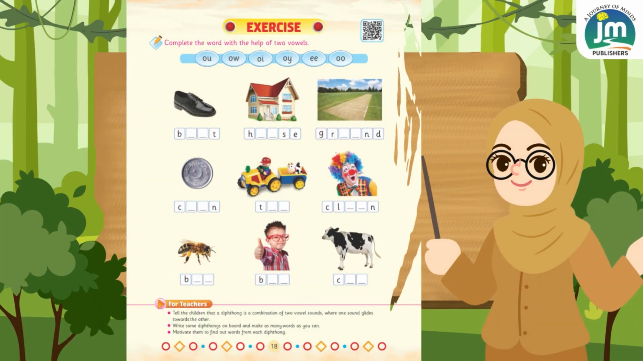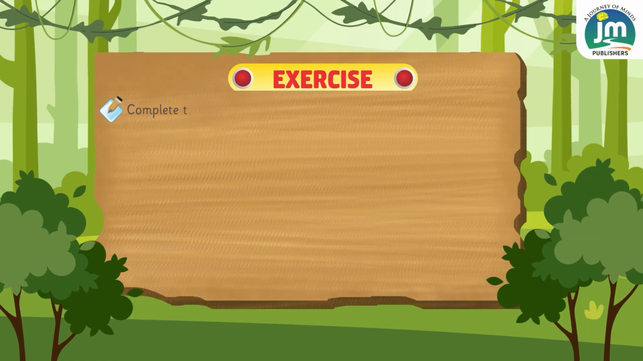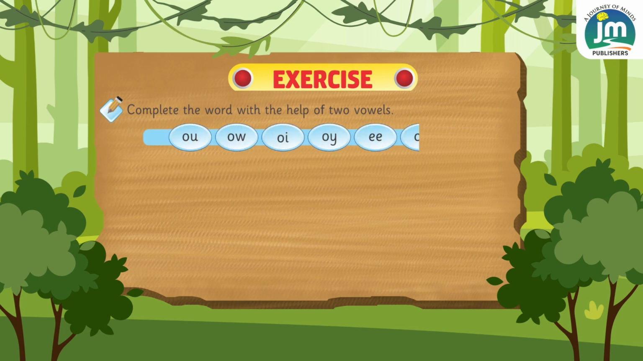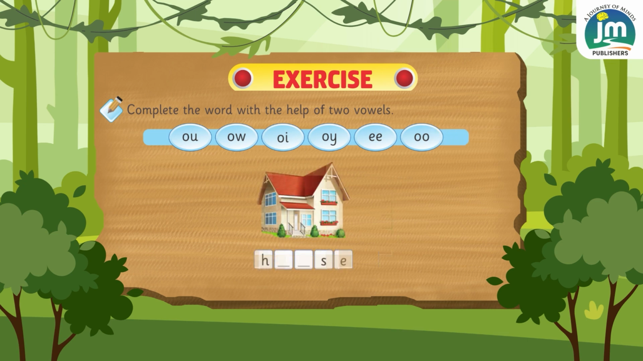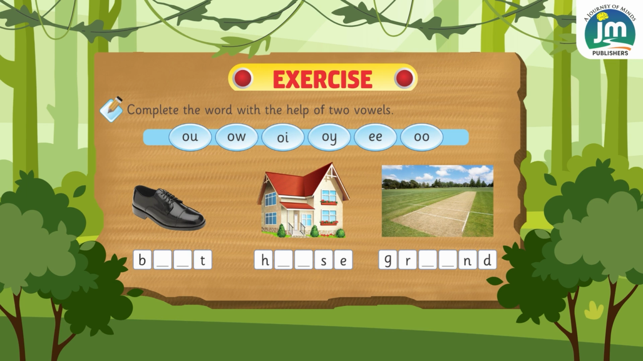Dear students, look at page number 18, exercise: complete the word with the help of two vowels. Two vowels together make one sound. Today we will use these vowel sounds: OU, OW, OI, OY, double E, double O. Let's see the pictures one by one.